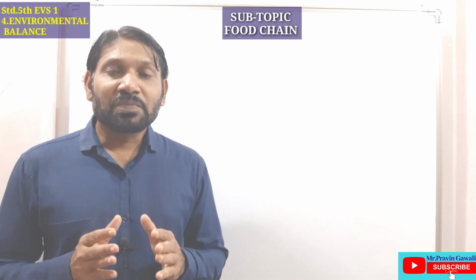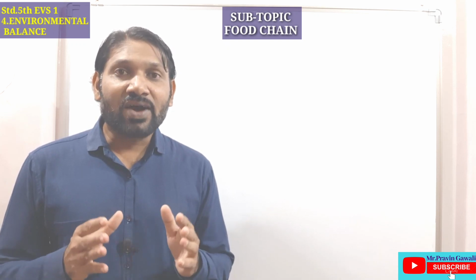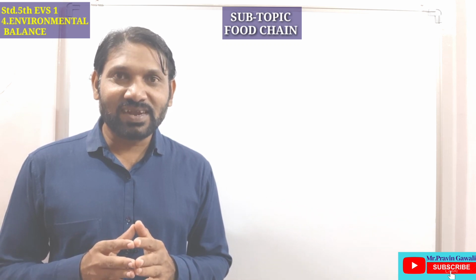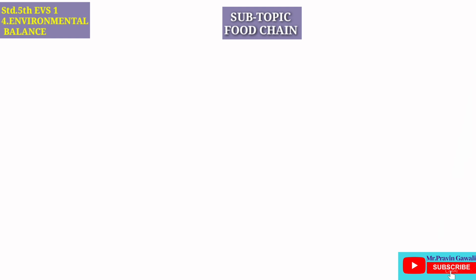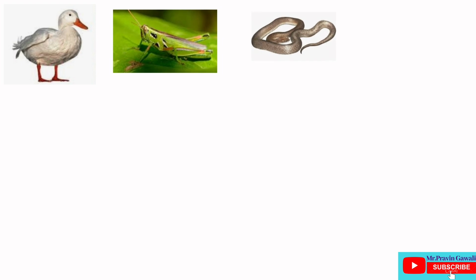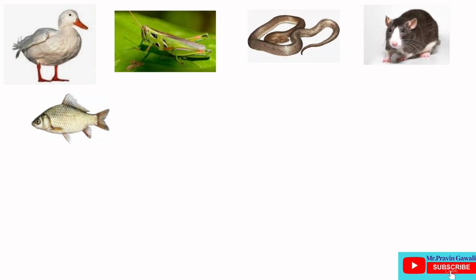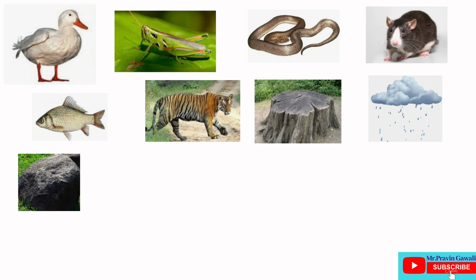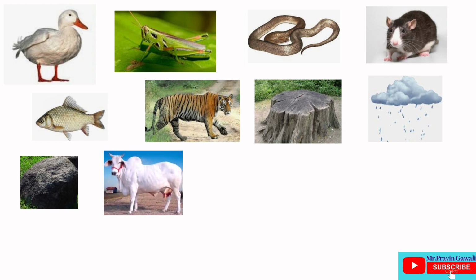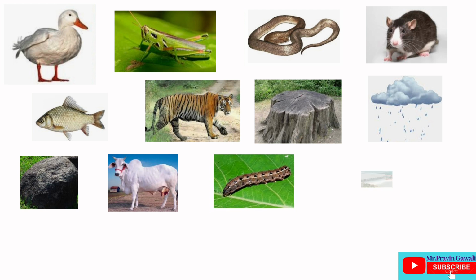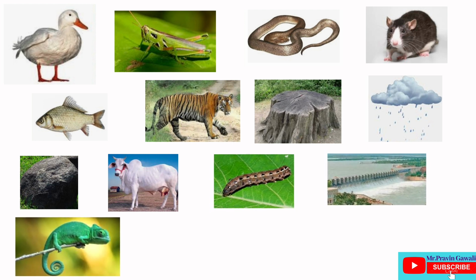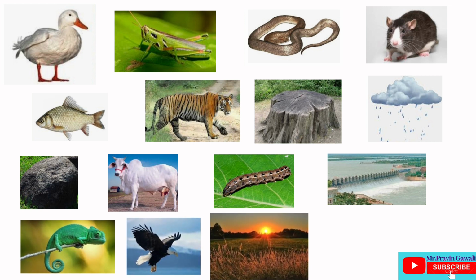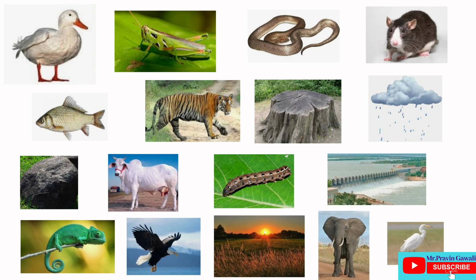Okay students, before moving forward, let's have a look at some pictures. Observe them carefully. Let's look at the pictures of living and non-living things: duck, grasshopper, snake, rat, fish, tiger, tree trunk, rain, stone, cow, leafworm, water, chameleon, eagle, sunrise, elephant, egret.